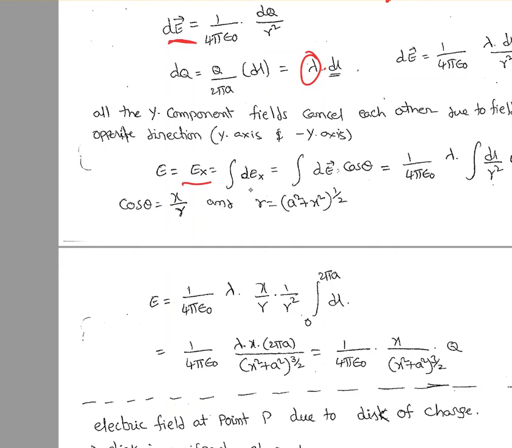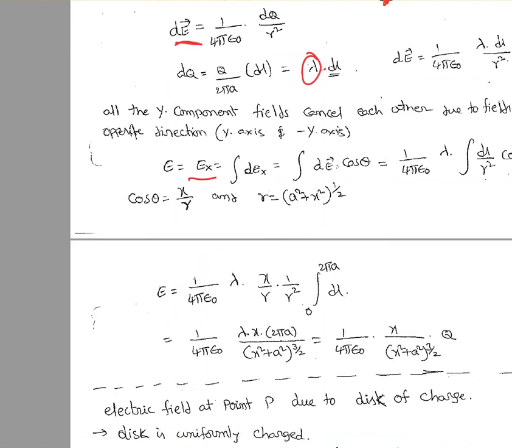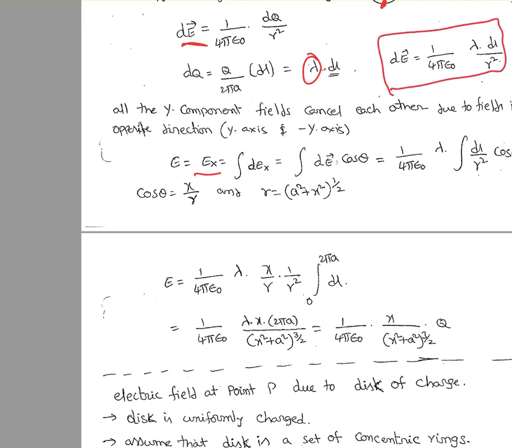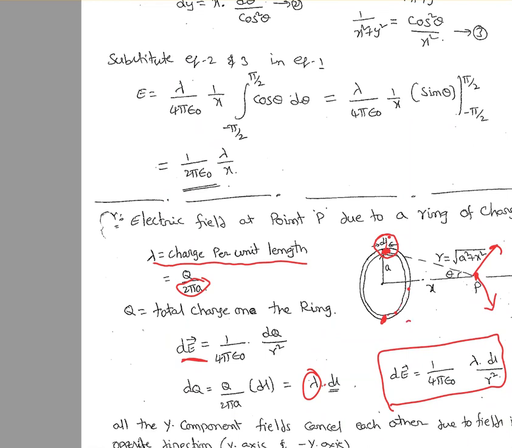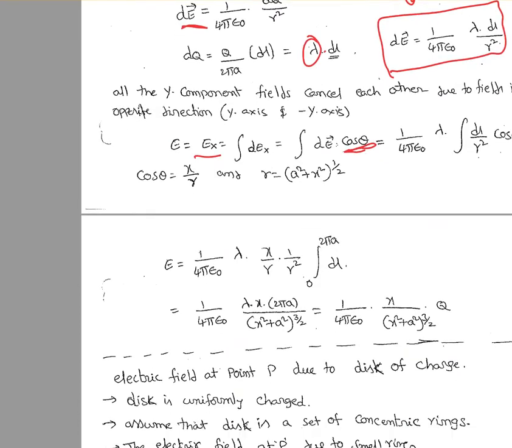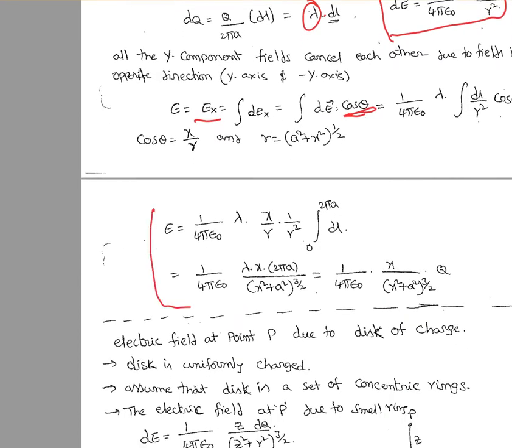Ex is the integral of dEx, which is dE times cos theta. We have dE equal to 1 over 4 pi epsilon naught times lambda dL over r squared, and I'm integrating that with cos theta because only the x component remains. From the diagram, cos theta is x over r, where theta is right there. The distance r is the square root of a squared plus x squared, from the Pythagorean theorem. So we found that E equals 1 over 4 pi epsilon naught times x over (x squared plus a squared) to the power of 3 by 2, times Q, where Q is the total charge on that ring. This is the electric field at point P because of a ring of charge.